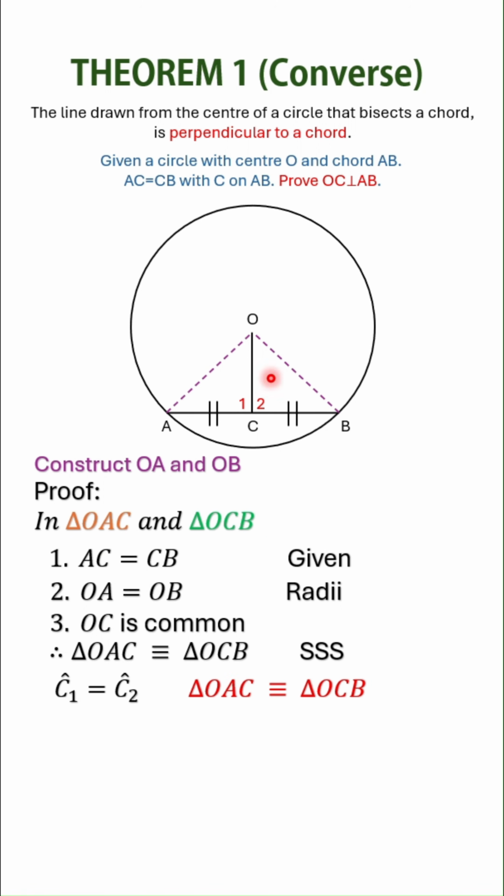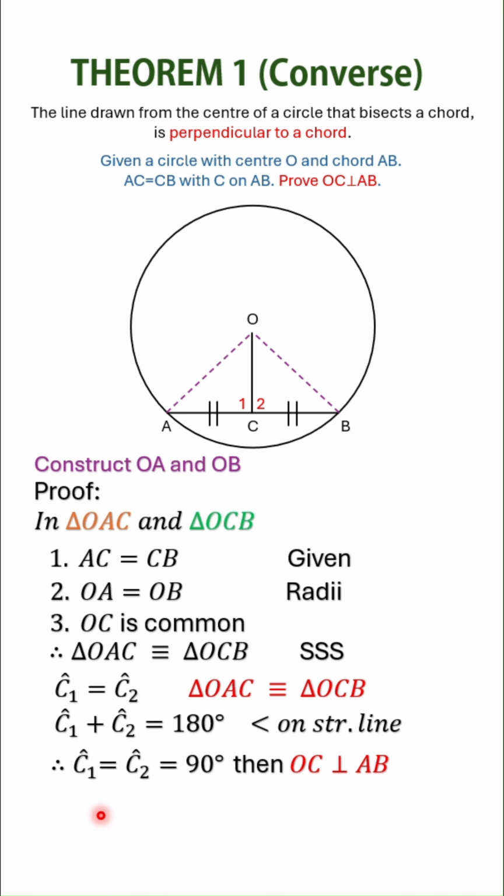So if these two triangles are congruent, we can conclude that angle C1 is equal to angle C2 because of the congruency. So if this is the case, we can say that C1 plus C2 is equal to 180 degrees because this is the angle on a straight line. Angles on a straight line are supplementary. And then from there, we can clearly see that C1 and C2 are equal, and they are both equal to 90 degrees, because to add them and give you 180 degrees, they must both equal 90 degrees. And that concludes that the line OC is perpendicular to the line AB because the angle there is 90 degrees.